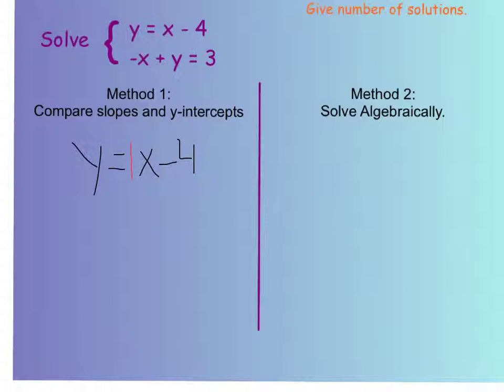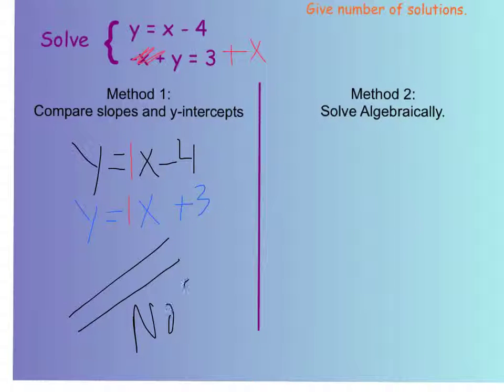On the second equation, we want to get y by itself. So we're going to take this minus x and we're going to add it to the other side. Here's what that would look like. It would be y equals x plus 3. So if we look, they both have a slope of 1. If both lines have a slope of 1 and they have different intercepts, then we know that they are parallel. So these lines are going to be parallel, and there's going to be no solution. So it's no solution.